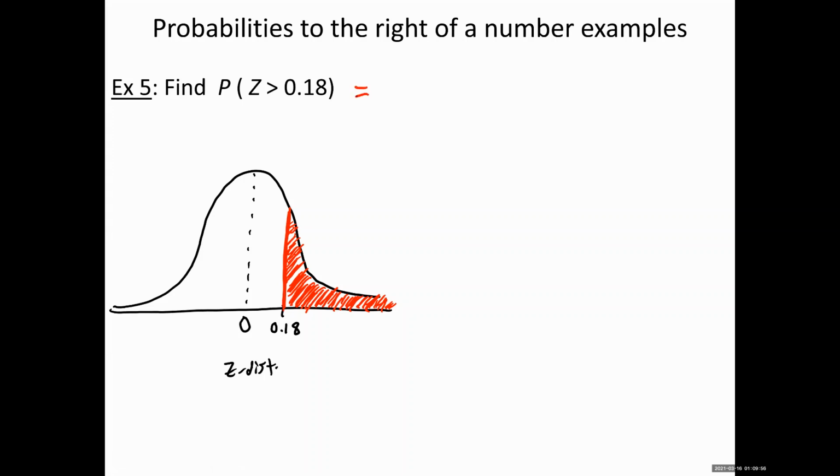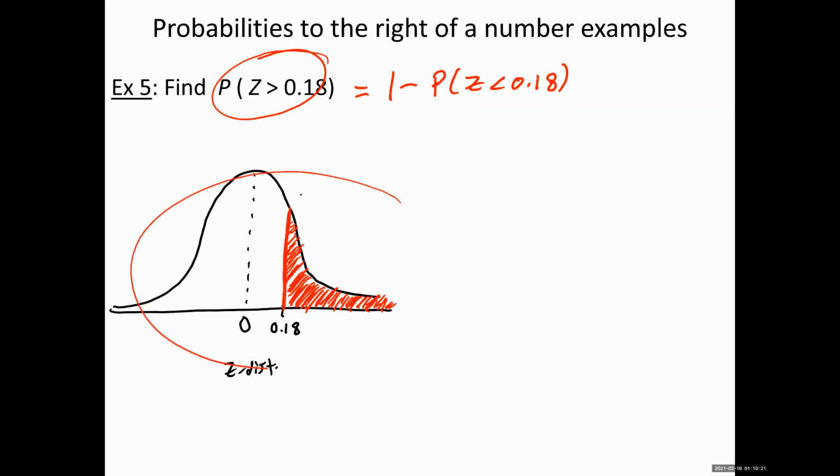All right, someone tell me the formula. 1 minus p z less than 0.18. Exactly. When do you use this formula? When it's a greater than problem. Okay, it's got to be probability z greater than something, or when it's an area to the right, that's when you have to write the formula down. Please don't forget the formula when I'm grading. It's part of the grading.